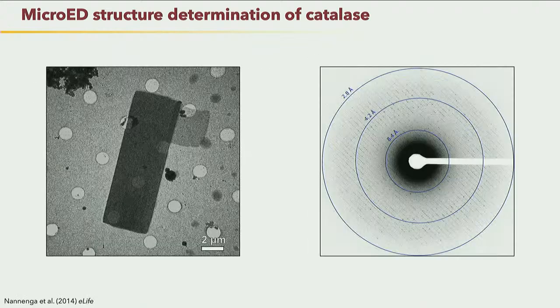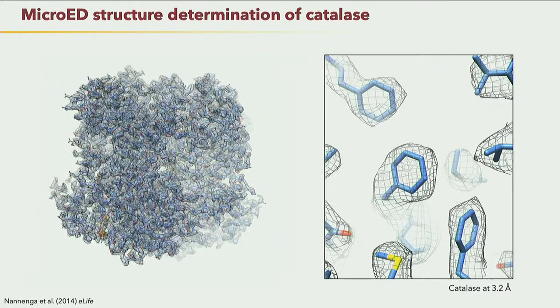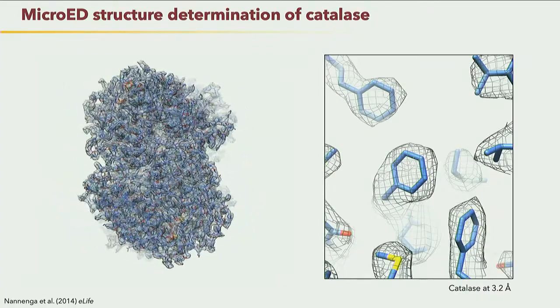So we went ahead, we put these thin crystals here. You can see here on the TEM, nice thin crystals, same ones that they saw in the 30s and were looking at in the 70s. And we collected MicroID diffraction data from it, and we were able to solve a 3.2 angstrom structure of catalase.